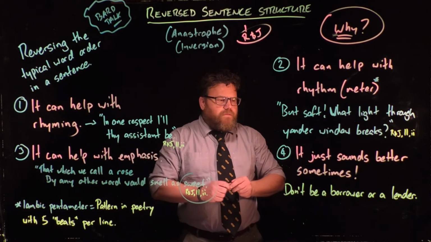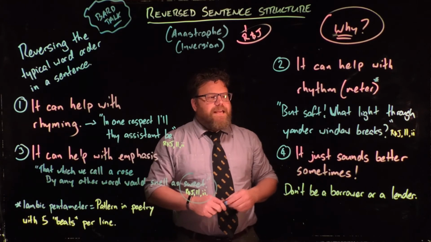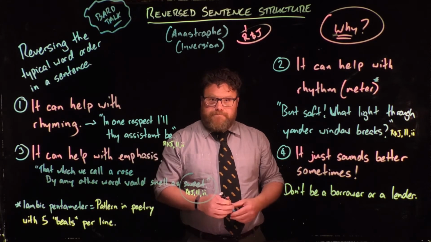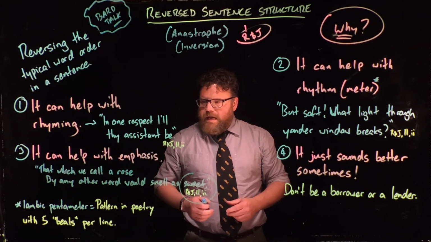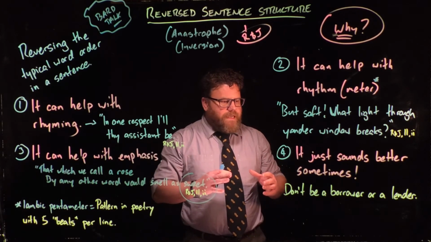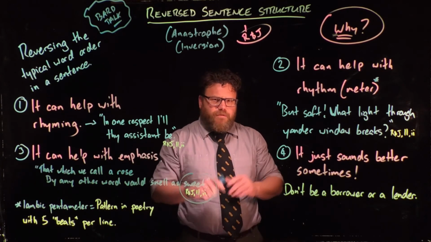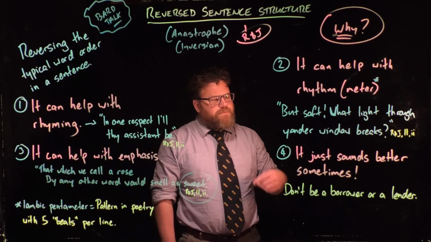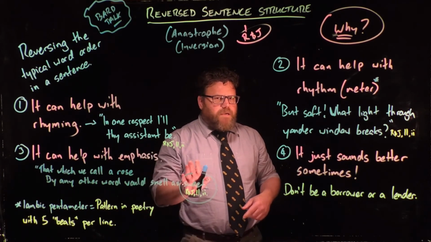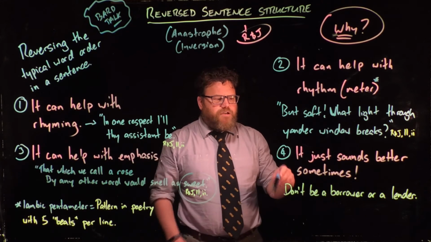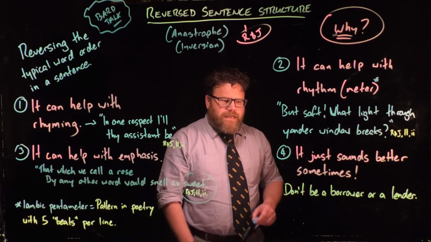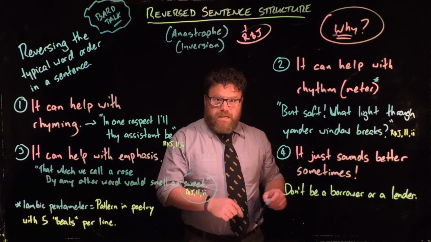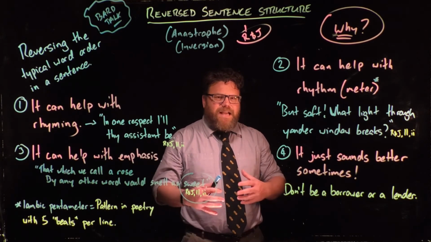The fourth and final idea that I'll talk about today is that sometimes reversing the sentence structure just makes it sound better. Okay? For example, this one isn't from Romeo and Juliet, it's from Hamlet, so still Shakespeare. And Shakespeare is trying to express this idea that you should neither be a borrower nor a lender. But instead of saying "don't be a borrower or a lender," he says, "neither a borrower nor a lender be." And I think you can agree that it just sounds better that way.